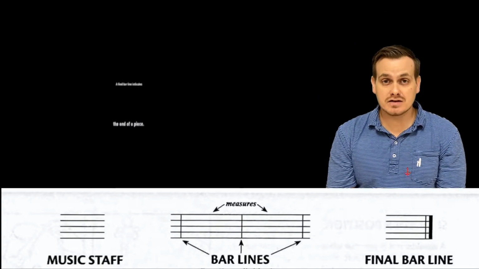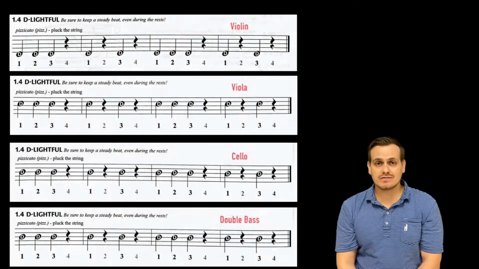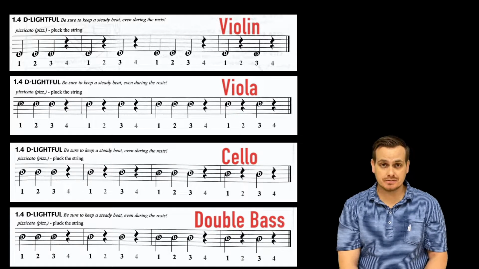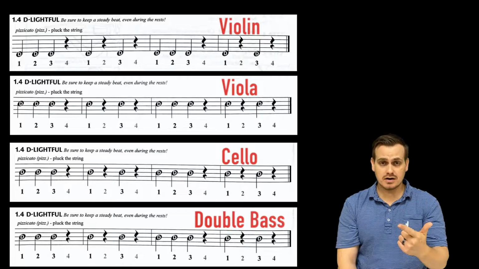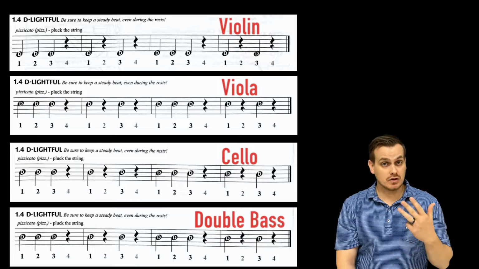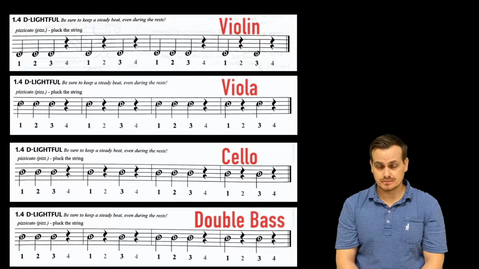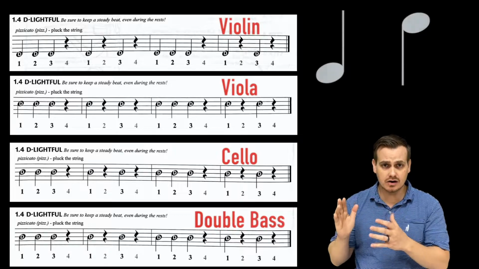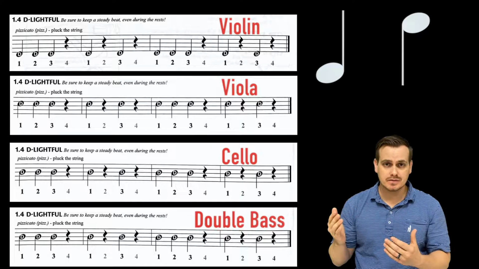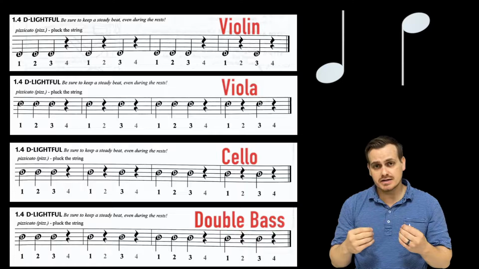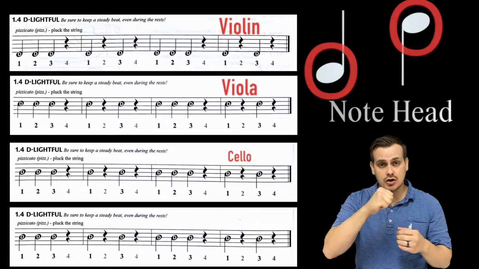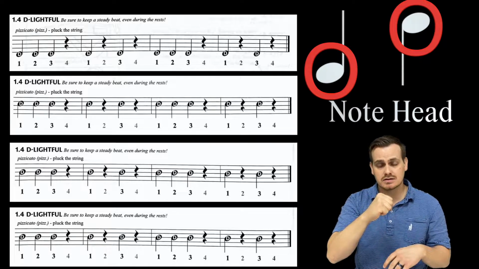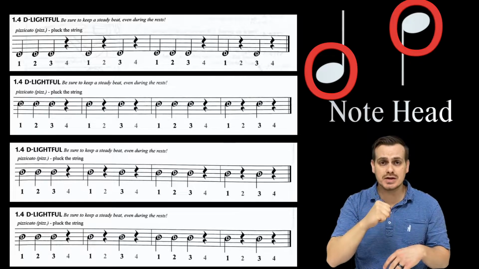Okay, so now we're going to take a look at 1.4 Delightful. This is going to help us understand music notation: the music staff, bar lines, final bar line, the quarter note, and the quarter rest. You'll also notice that your quarter notes aren't all the same, at least for the violin. What I'm looking at is specifically the note head and the stem. Where the note head is on the staff tells us what pitch you're playing.